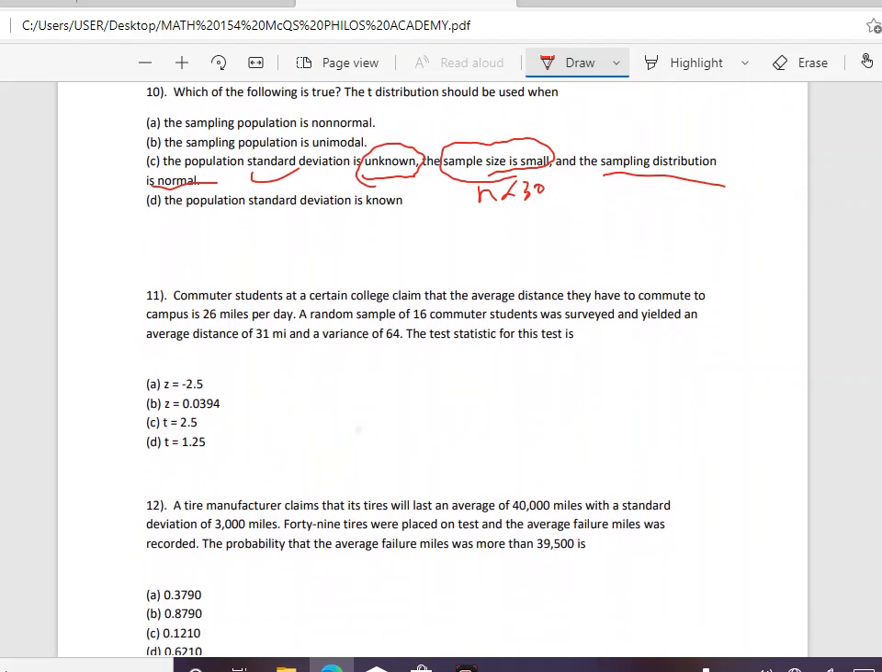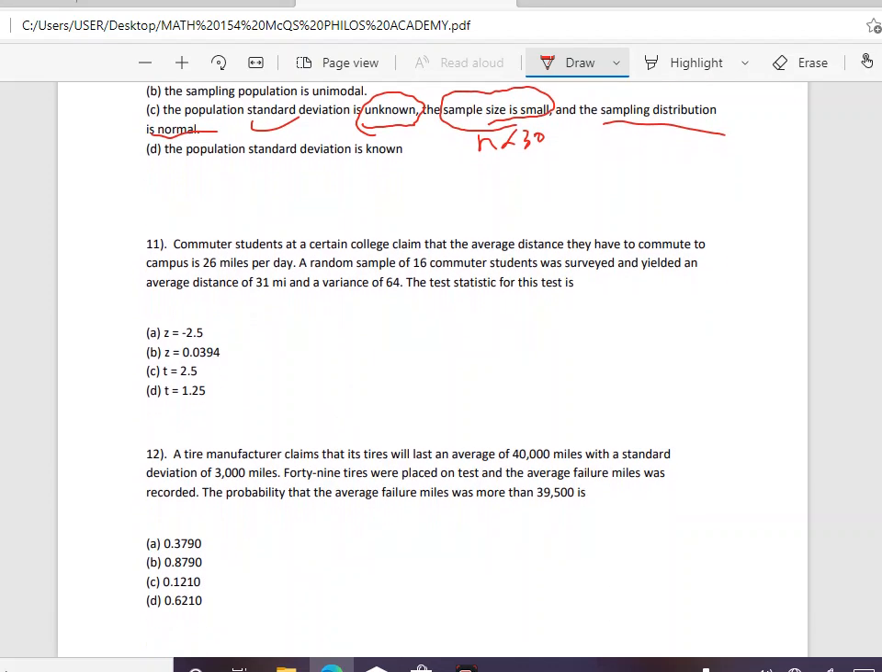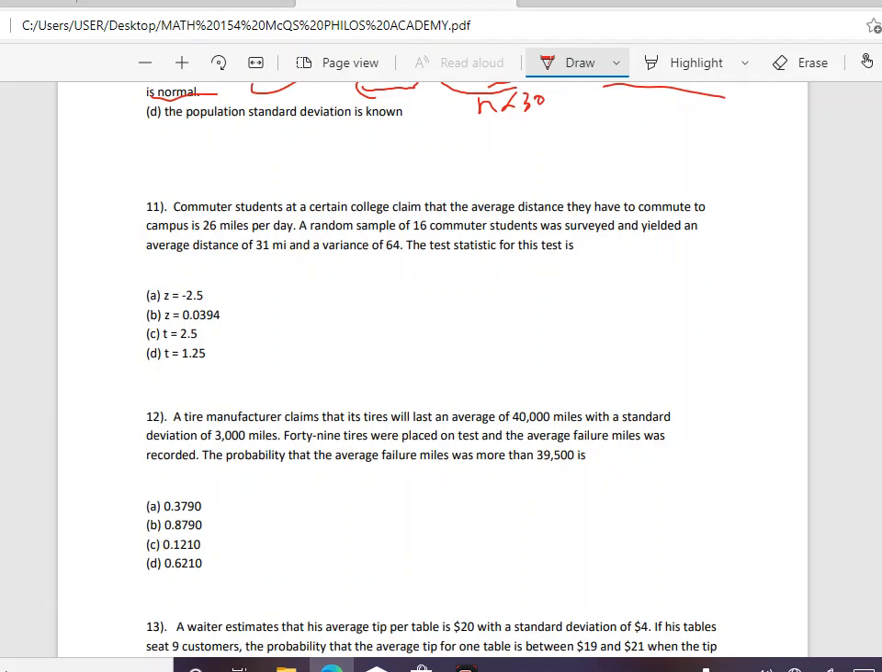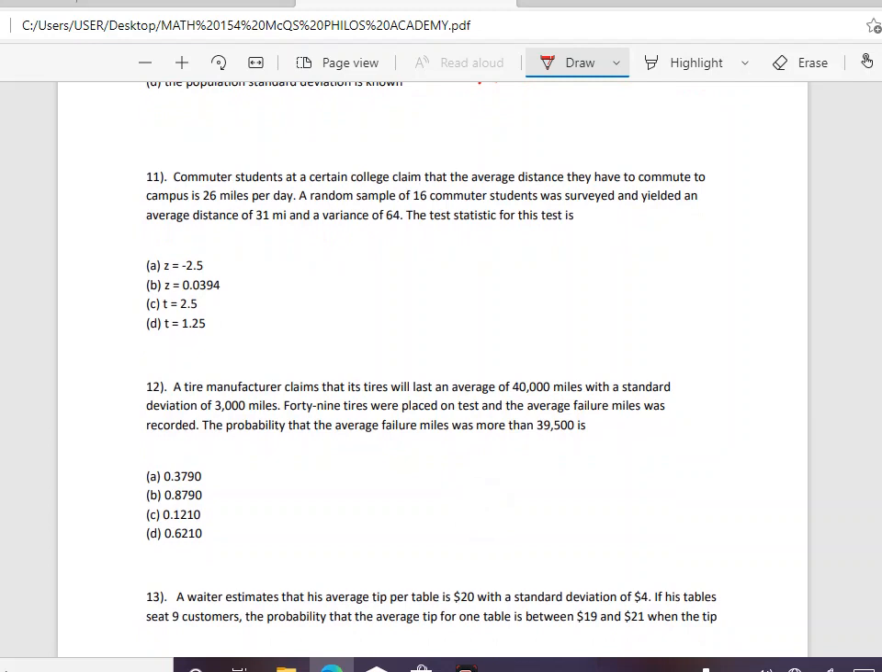Then question 11. It said commuter students at a certain college claim that the average distance they have to commute to campus is 26 miles per day. A random sample of 16 commuter students was surveyed and it yielded an average distance of 31 miles, I think, and a variance of 64. The test statistic for this test is, so now here you'll be wondering, am I finding Z or T?